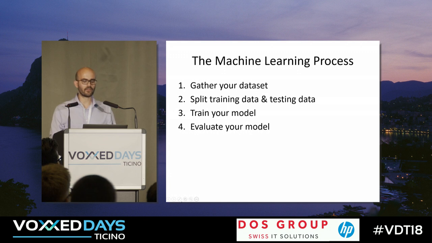So the process, if somebody is not very familiar with machine learning, is very simple. First, you gather your data. You know that in machine learning, we first train a model and then we use it. So in order to train a model, we need a data set with labels. So we first gather this data set, then we split training data and testing data. Then we train our model using the training data only, and then we evaluate our model on the testing data that the model has never seen. This is crucial and very important.